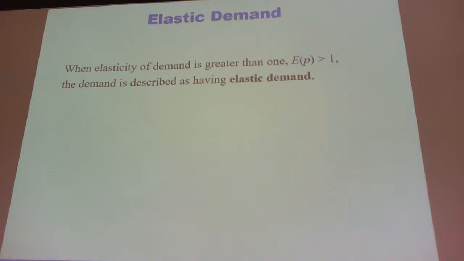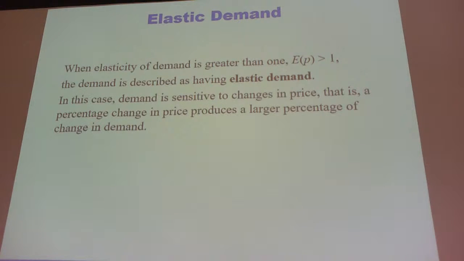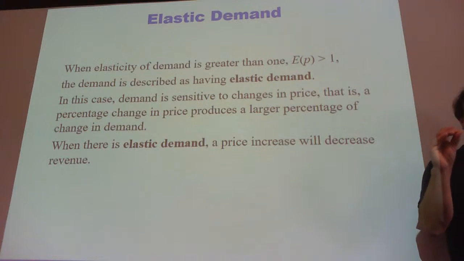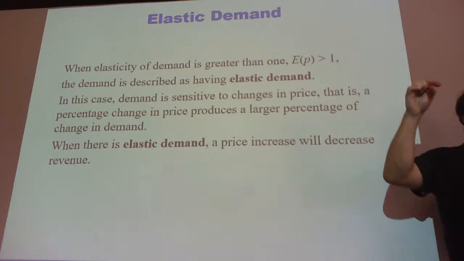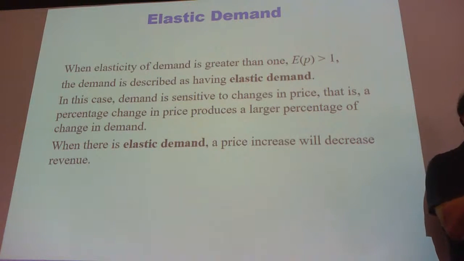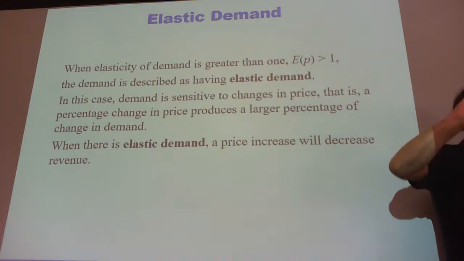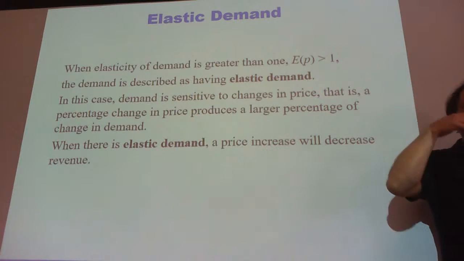Now, if your result is greater than 1, then you are elastic. That means demand is sensitive to changes in price. That is, a percentage change in price produces a larger percentage change in demand. Elastic, a price increase will decrease revenue. So if you're above 1, you're elastic. Don't raise the price. You should actually lower the price. So here's the big clue. If it's below 1, you're inelastic. Raise the price. If you're above 1, you're too high. You're elastic. Lower the price. So what's the special number?